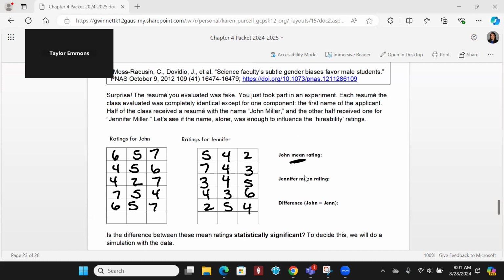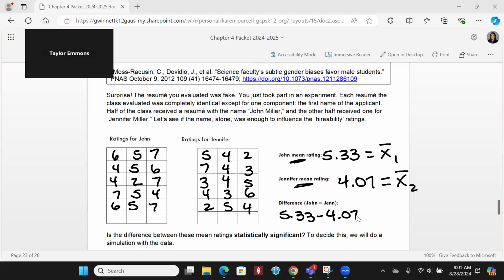All right. Let's calculate John's mean. We're going to add up all these numbers and divide by how many numbers there are. That's going to be 5.33. That's X bar 1. For Jennifer's mean rating, she got a 4.07. That's going to be X bar 2. The difference between these two, 5.33 minus 4.07, is 1.26. The way we found that is we subtracted the first mean minus the second mean.